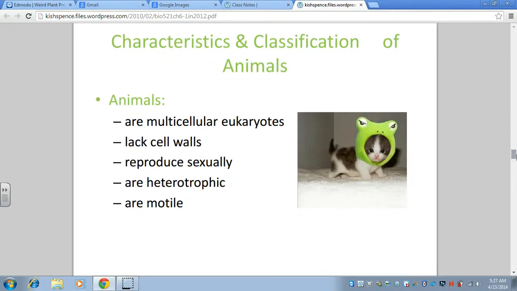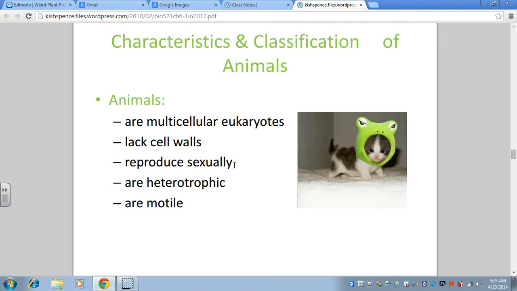The last part of that section talks briefly about characteristics of animals and the things that they are classified based on, just for comparison to plants. Like plants, animals are multicellular and they're eukaryotes. Unlike plants, they lack cell walls. So we don't have any cell walls. We reproduce sexually, like plants do.